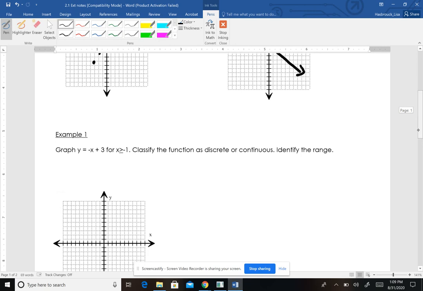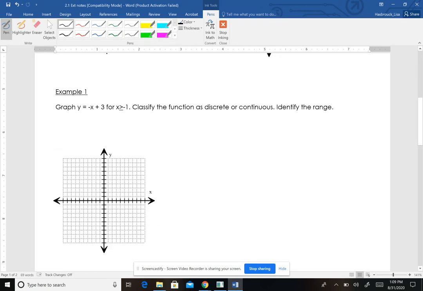So for the first example, we have y equals negative x plus 3 for x is greater than or equal to negative 1. They want us to classify the function as discrete or continuous and then identify the range. Remember, range is the y values. Okay, so first of all, for graphing y equals negative x plus 3, x has to be greater than or equal to negative 1. So our first point is going to start where x is negative 1.